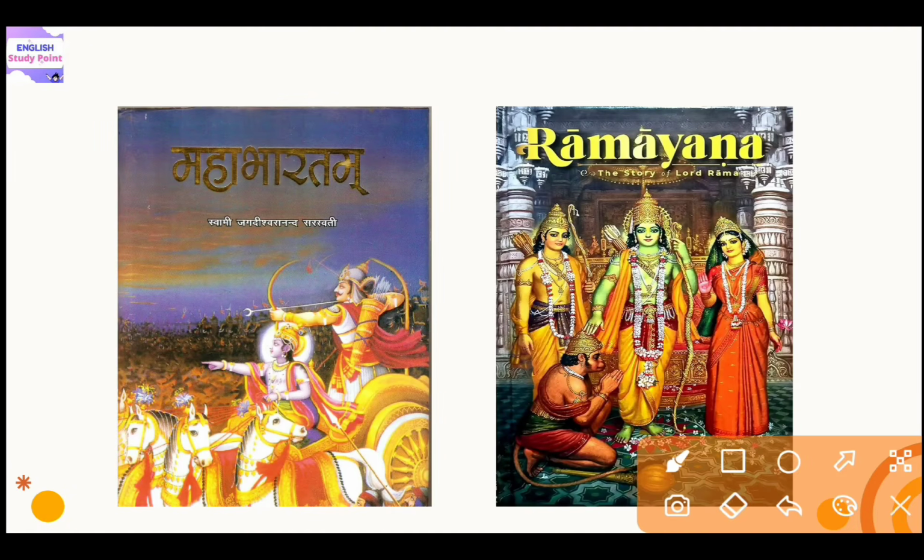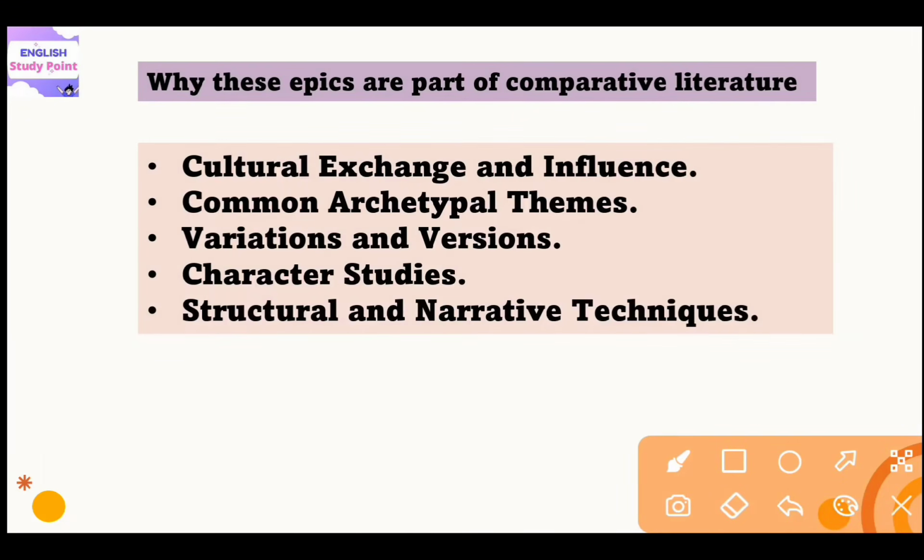Here I have chosen these two particular epics, the Ramayana and Mahabharata, in order to give you an example of comparative literature, how comparison between these two different texts can be done. Here I am telling you reasons why these epics are part of comparative literature. First, it involves cultural exchange and influence. These are two epic narratives from ancient India. They are fine examples of comparative literature.